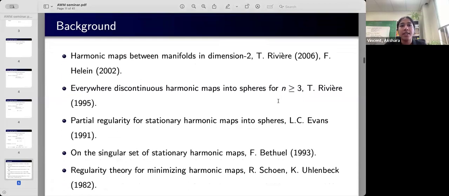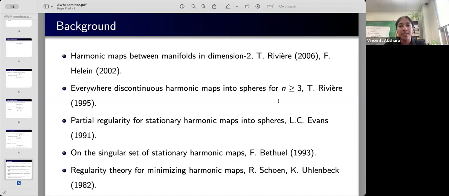Some background on the study of harmonic maps. As I mentioned before, in dimension 1, it's nothing but the geodesics. We know it's smooth. In dimension 2, harmonic maps are in fact smooth. This has been done by Rivière and Hélein by two different methods.